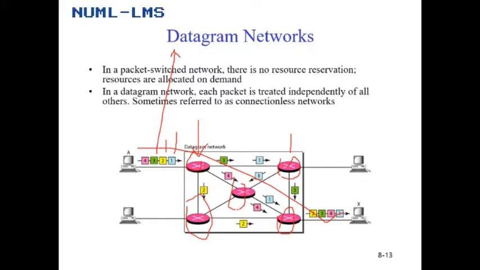This approach can cause datagrams of a transmission to arrive at the destination out of order with different delays between the packets. So here we can see they are out of order. The out of order arrival is just because of different bandwidths.